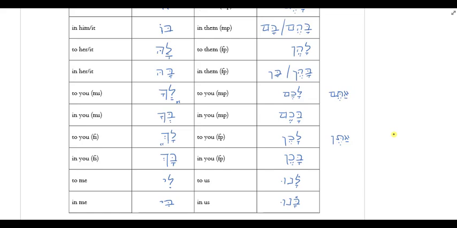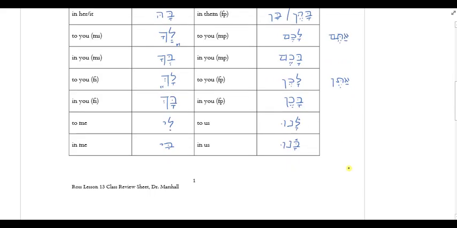Okay? And so the last 2, lanu and banu, nu is not a heavy ending. It's a light consonantal ending. And so I'm going to leave the stress on the first syllable. Okay? So heavies, stress on the end. Non-heavy, stress on the front. Lanu, banu. Otherwise, lahem, bahem, lahen, bahen, and so forth. Okay? Make sense? All right.